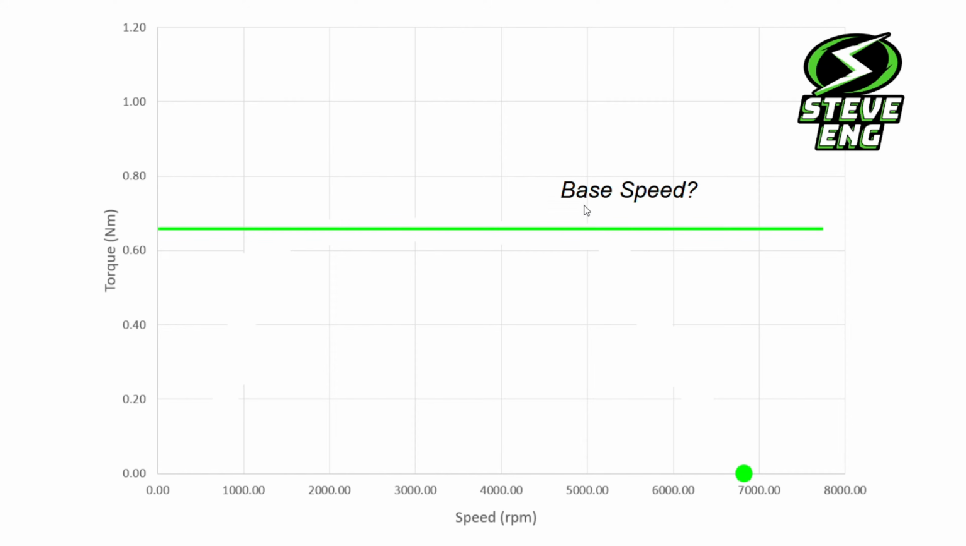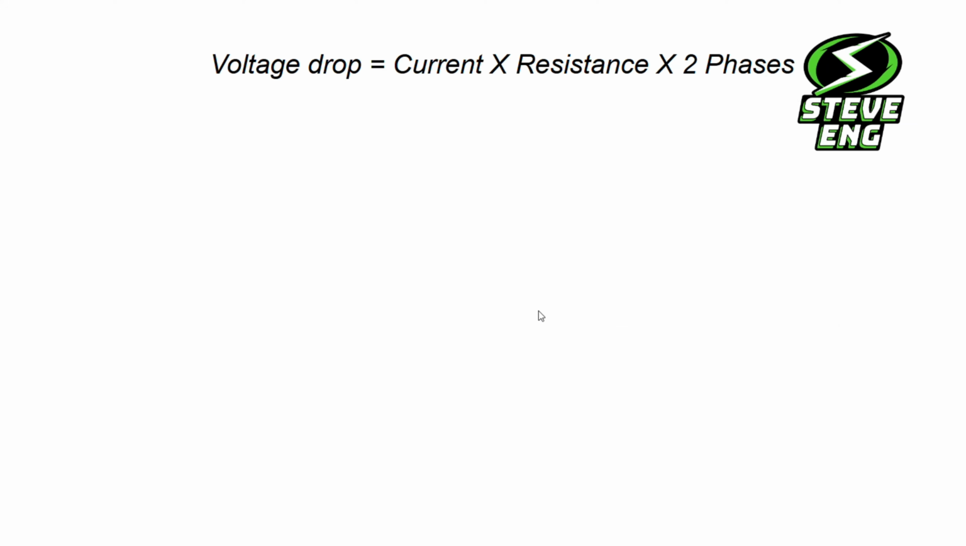Next we're going to work out the base speed point, which will be somewhere along this line. To do that, we've got to work out the voltage drop that comes from the voltage trying to push current through the motor, and that can be calculated from the current times the resistance of the motor phase multiplied by 2, because at any point in time the speed controller is putting current through 2 of the motor's 3 phases.